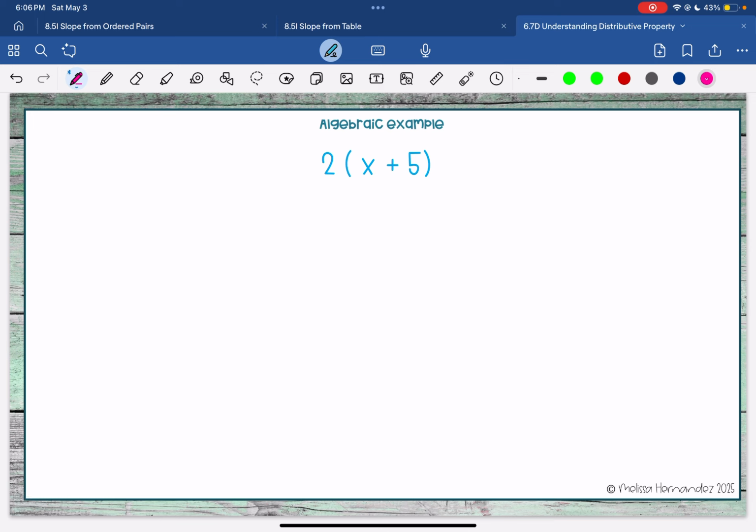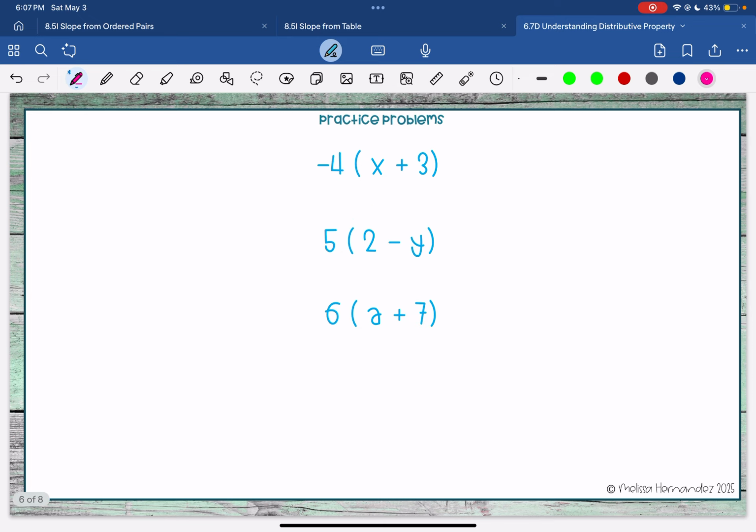So you have two groups of x plus 5. I'm going to distribute the 2 with the x, and I'll distribute the 2 with the 5. So 2 times x is 2x. 2 times 5 is 10. That's it. And so you can't combine anything because 10 doesn't have a variable of x. It's just a whole number. So you're done simplifying this expression. It's not an equation because it doesn't have an equal sign. All right, let's do a few more.